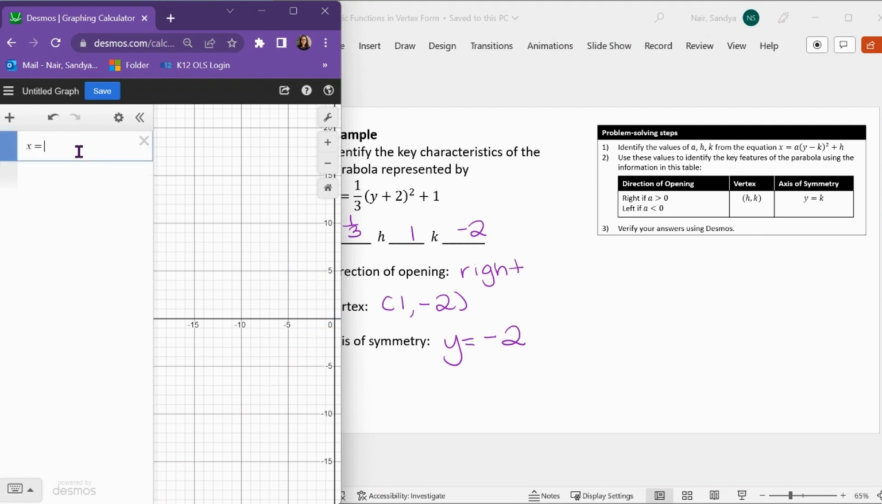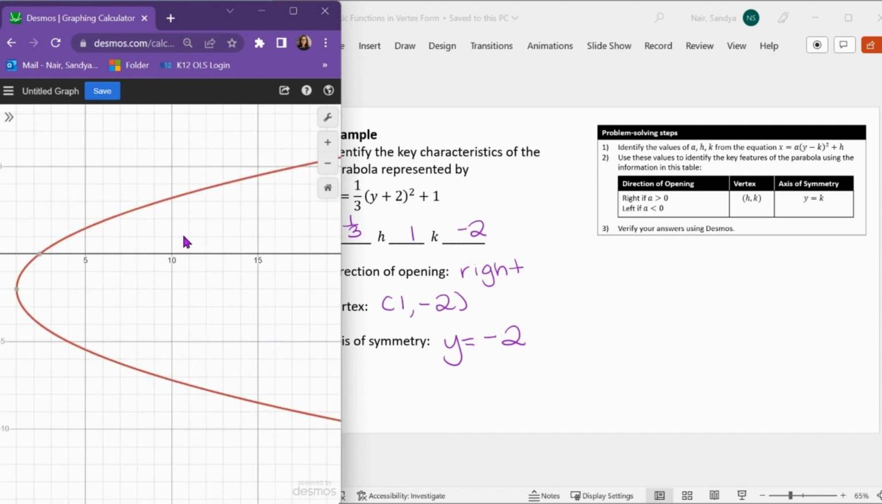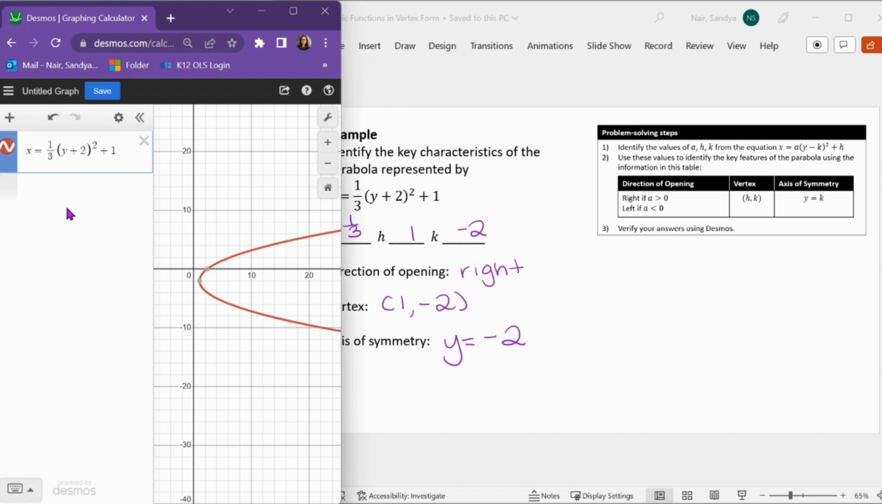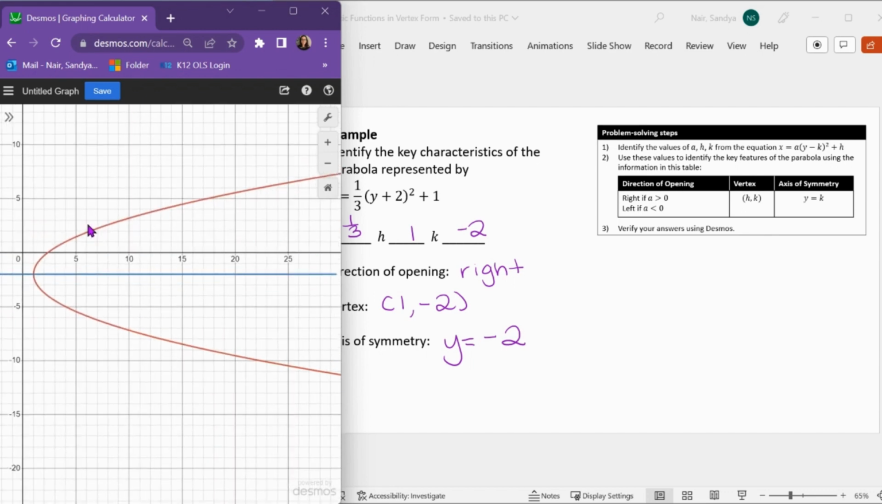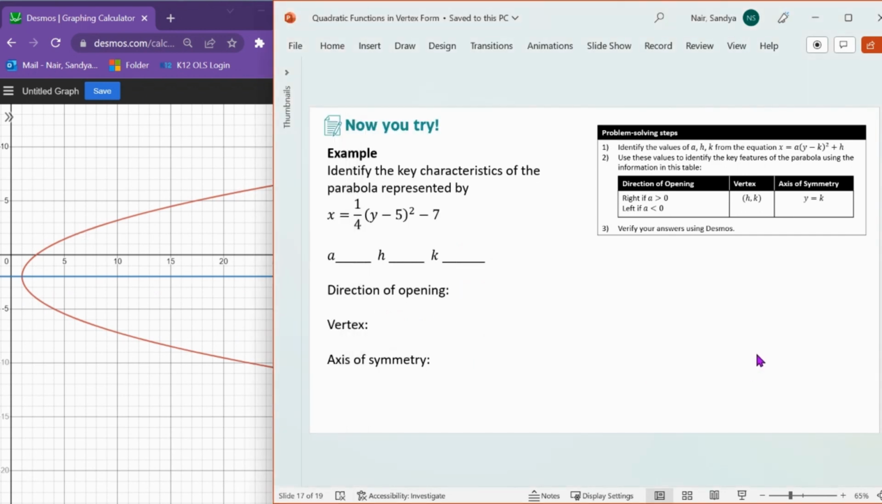So let's verify this by going to our graph. So we have x equals 1/3, and then we have (y + 2)², and then we have plus 1. Okay, so now let's find our parabola. It's over here. It does open right, like we said. You can see that the vertex is at (1, -2). And if I draw in the line y equals -2, you can see that it is in fact the axis of symmetry. So now you can go ahead and pause the video and try doing this example on your own.